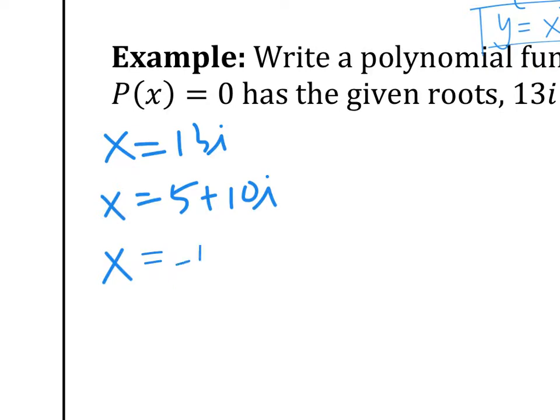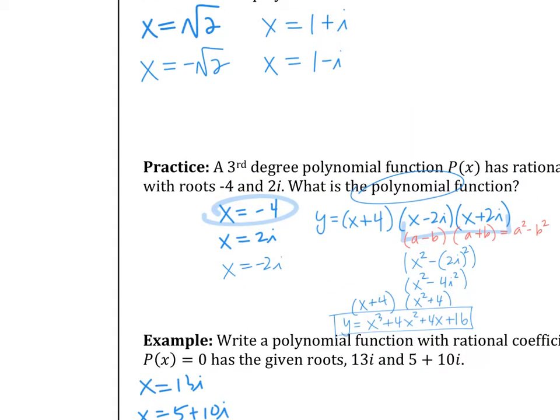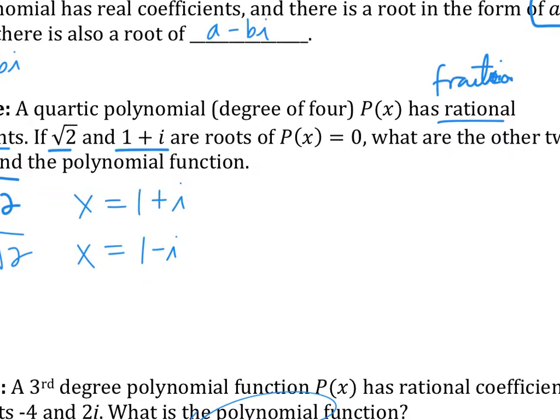Yeah, minus 13i. Okay, and let's see. Brady, give me another one. 5 minus 10i. 5 minus 10i. All right. We are going to multiply it all together, but this one's too hard for us right now. We're going to go back to this first one that we skipped. Let's go ahead and write them in factored form for now.